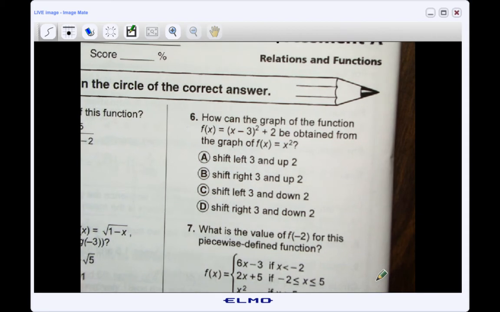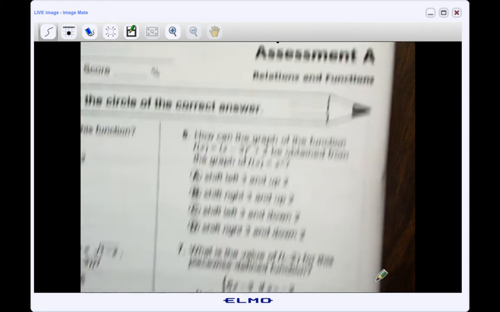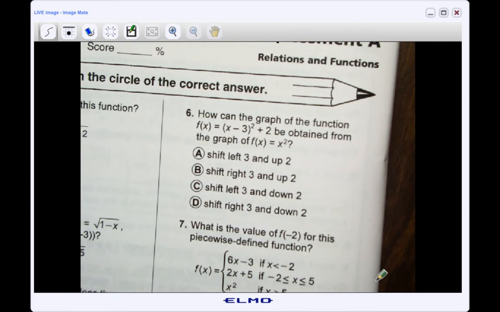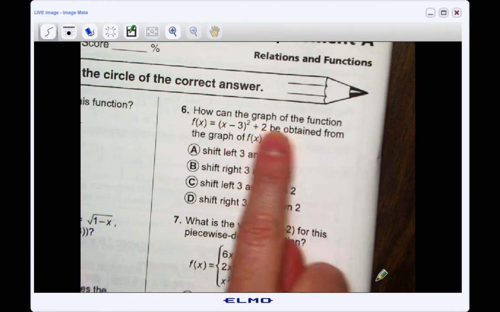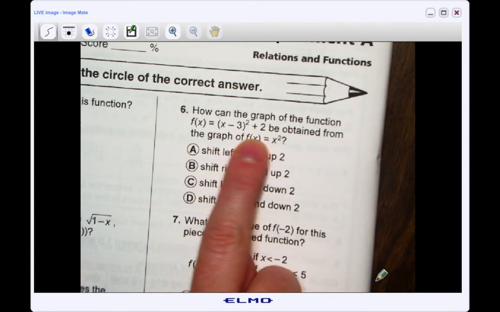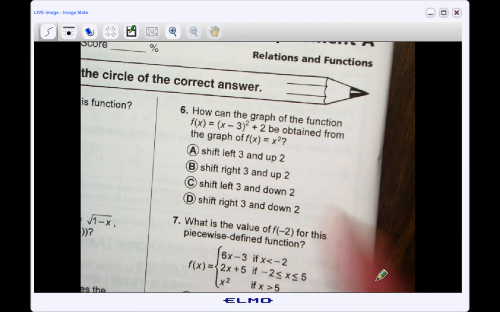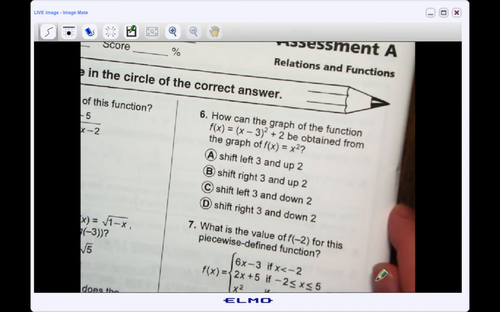Okay, so we're going to look at the assessment A. This one is the relations and functions one. So when we look at this one, we can see here that number 6 says, how can the graph of the function f of x, this guy, be obtained from this parent function f of x equals x squared? So this is simply a transformation question.